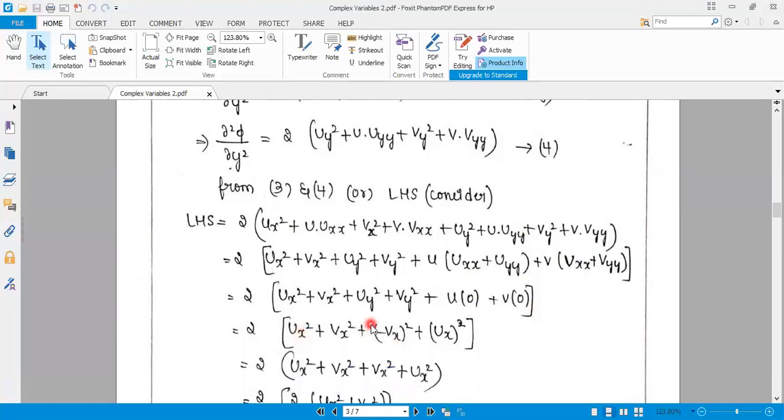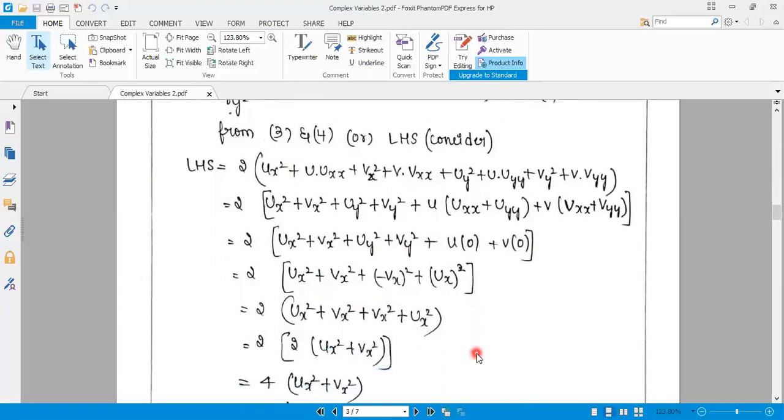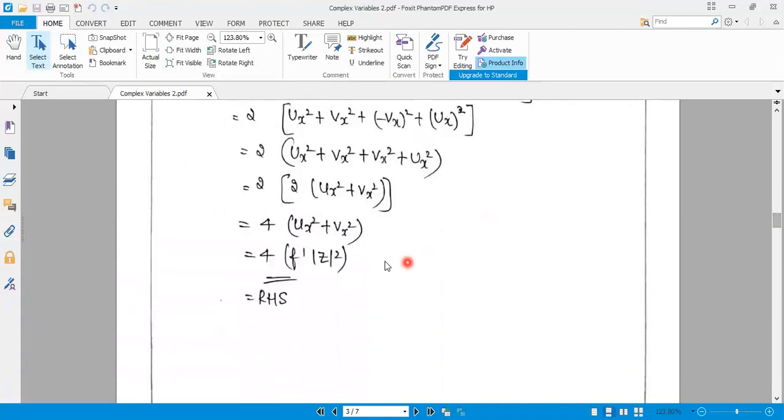So by CR equations, we can write uy as minus vx and vy as ux. After substituting by CR equations, we obtain ux² plus vx² plus vx² plus ux². So by adding this, we get 2 into 2, 4 times ux² plus vx², which is nothing but |f'(z)|², which is nothing but the right hand side. Hence the theorem.